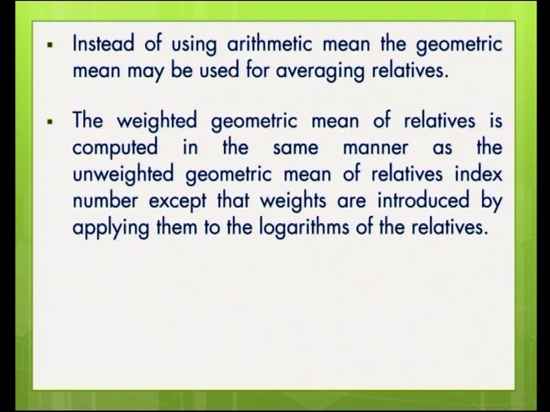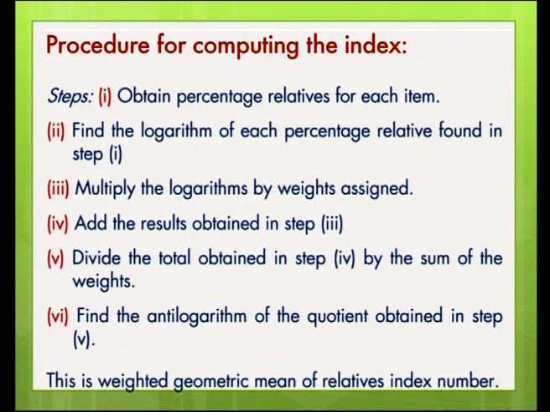Now, as I was discussing earlier, instead of using arithmetic mean, the geometric mean may be used for averaging the relatives. The weighted geometric mean of relatives is computed in the same manner as the unweighted geometric mean of relatives index number, except that weights are introduced by applying them to the logarithms of the relatives. Because we are going to use geometric mean, using logarithms will make the procedure easier. When this method is used for computing the index: step 1, obtain percentage relatives for each item. Step 2, find the logarithm of each percentage relative found in step 1. Step 3, multiply the logarithms by the weights assigned. Step 4, add the results in step 3, and then we will get the column total. Step 5, divide the total obtained in step 4 by the sum of the weights.